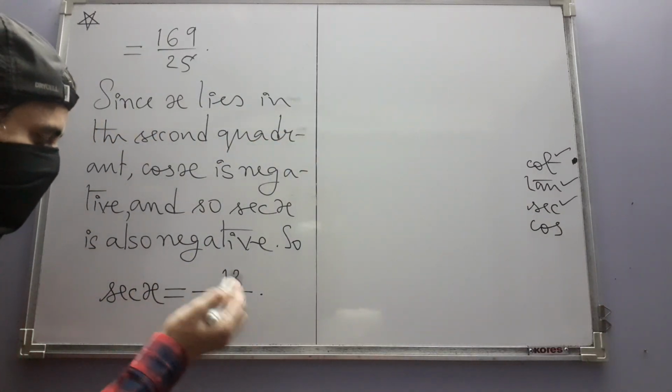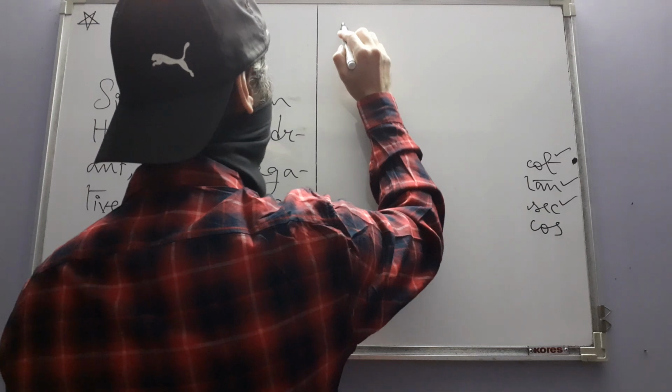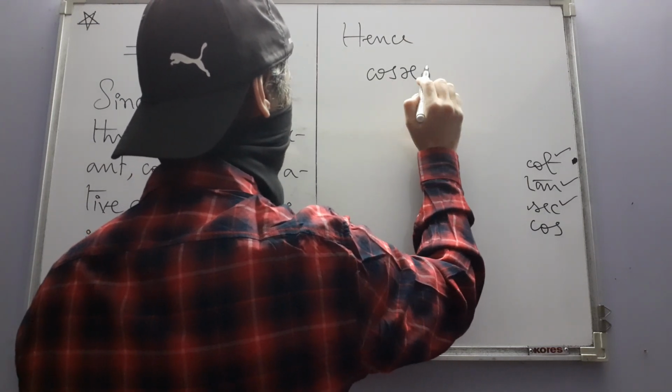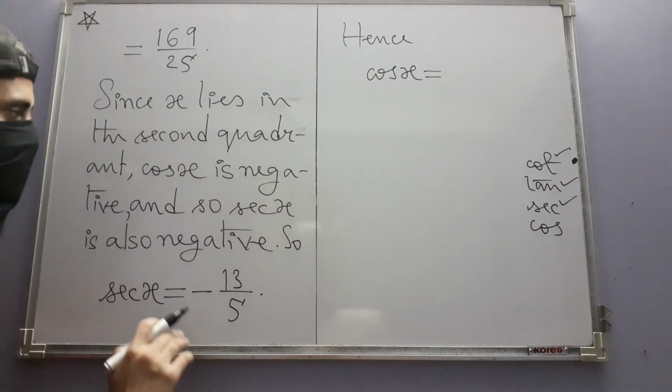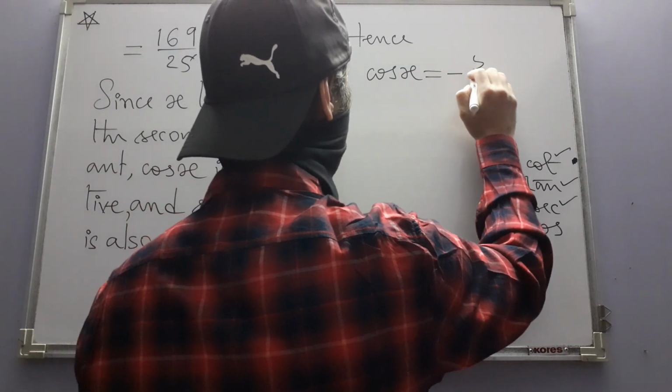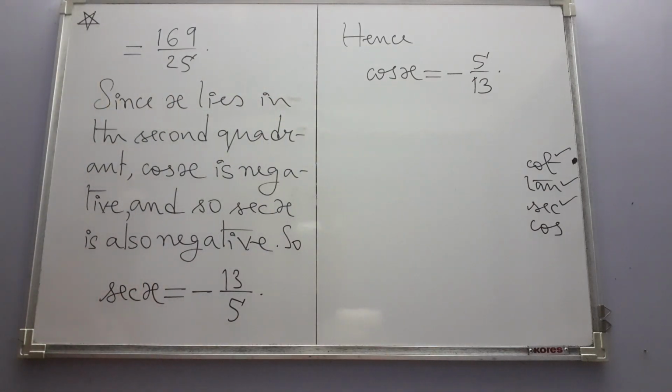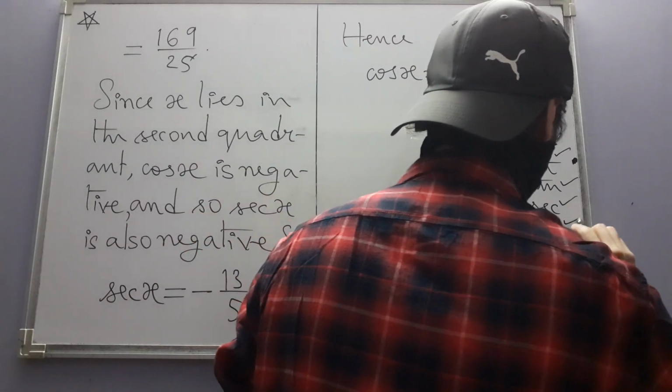It's just taking the reciprocal. Hence, cos x is the reciprocal of this. So minus 5 over 13. Okay, so we have found cos.